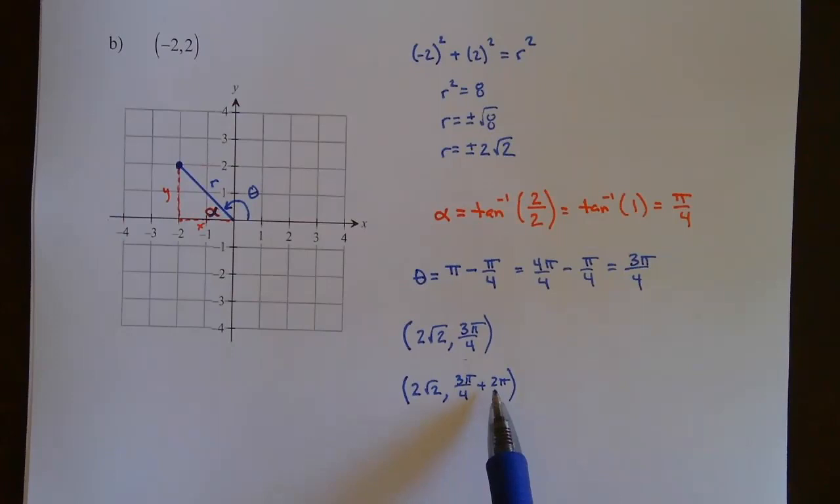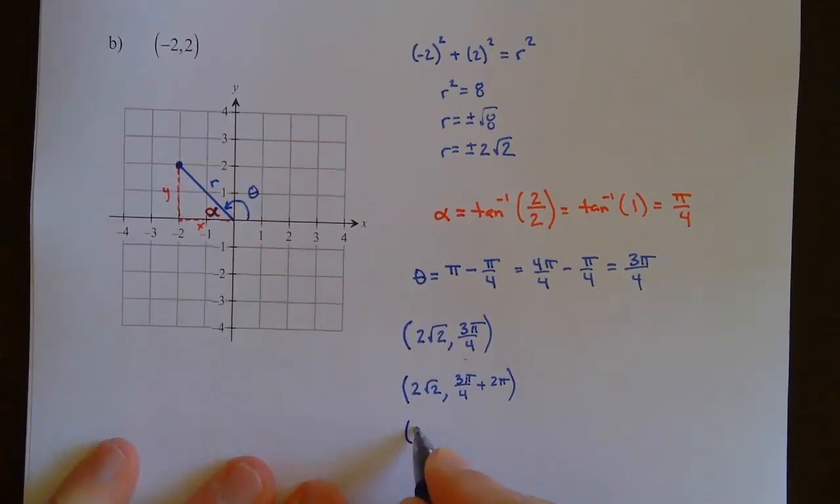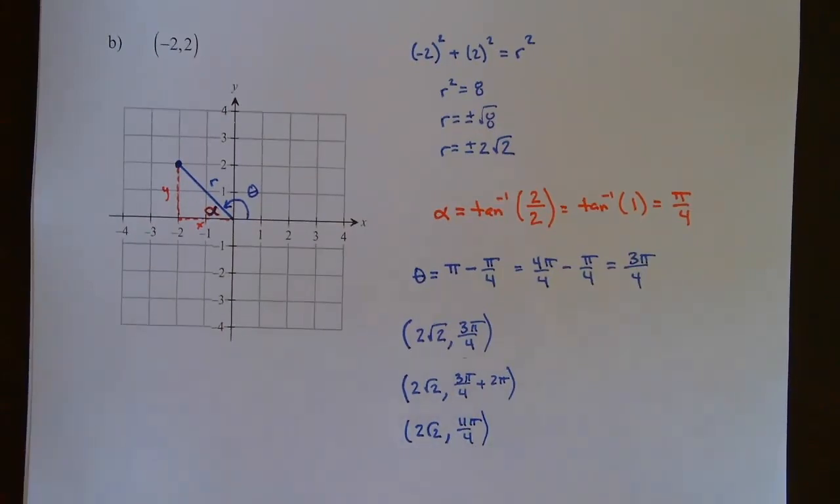So this would be 8 pi over 4 plus the 3 pi over 4, which would give you 11 pi over 4. So another option would be 2 square roots of 2, comma, 11 pi over 4. This is just to show you how I'm getting this, okay?